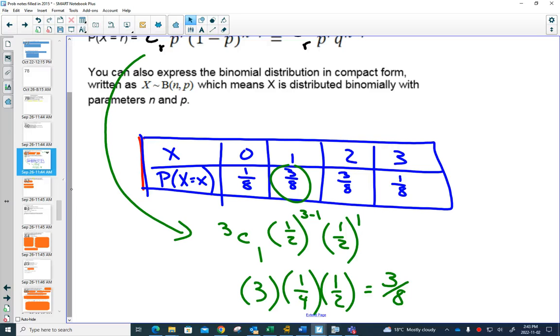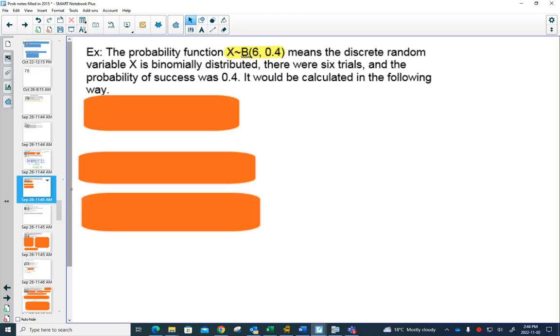One of the things that I find really helpful, though, is to always think about this distribution chart as you're solving these questions. So notation-wise, here we have a probability function. The B means that it's binomial. The 6 says that you do 6 trials, and the 0.4 says the probability of success would be 0.4. Well, it says that in the next line too. Perfect.